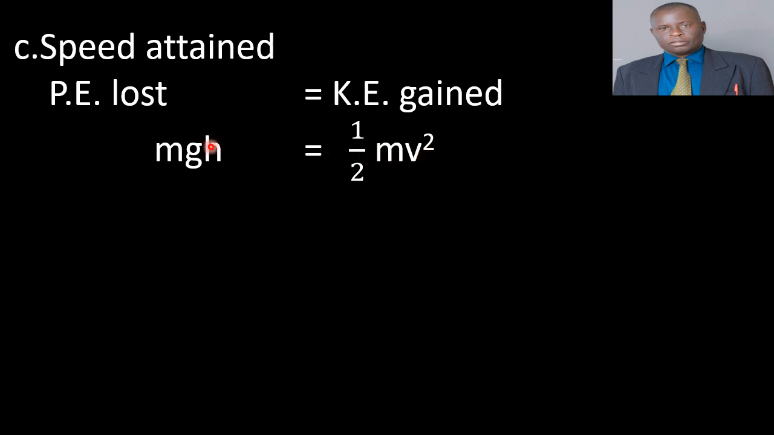So mgh is equal to half mass times the square of the velocity. All right. Once again, you see here m is common, appearing on both sides, so you can deal with it by simply cancelling out. So in this case, the speed is going to be root of 2gh. Don't forget, this is the formula in energy conversion.